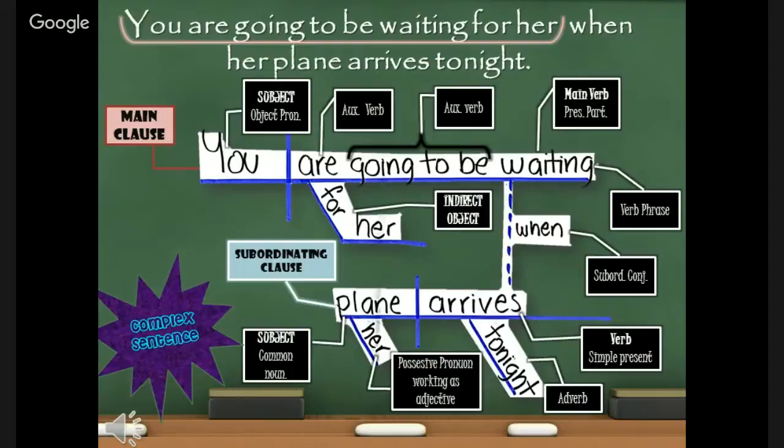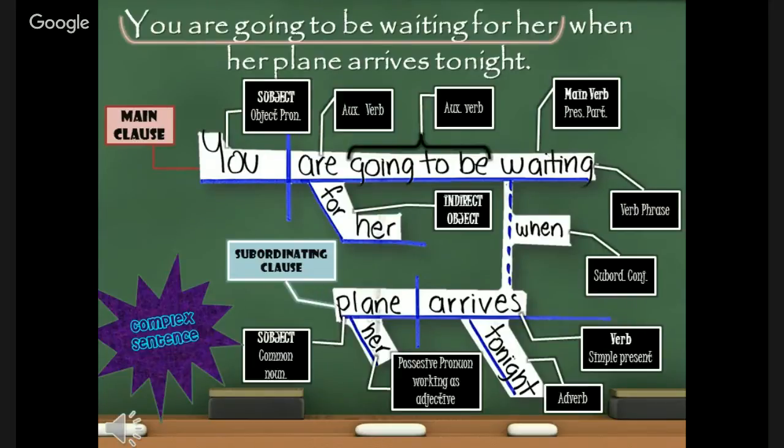In the first example, we have the sentence, you are going to be waiting for her when her plane arrives tonight. You are going to be waiting for her is the main clause. You is the subject of the main clause, and it is an object pronoun. Are is an auxiliary verb to be. Going to be is another auxiliary verb that expresses the future. Waiting is the main verb of the main clause, and it is in present participle. Are going to be waiting is a verb phrase because it has more than one verb.